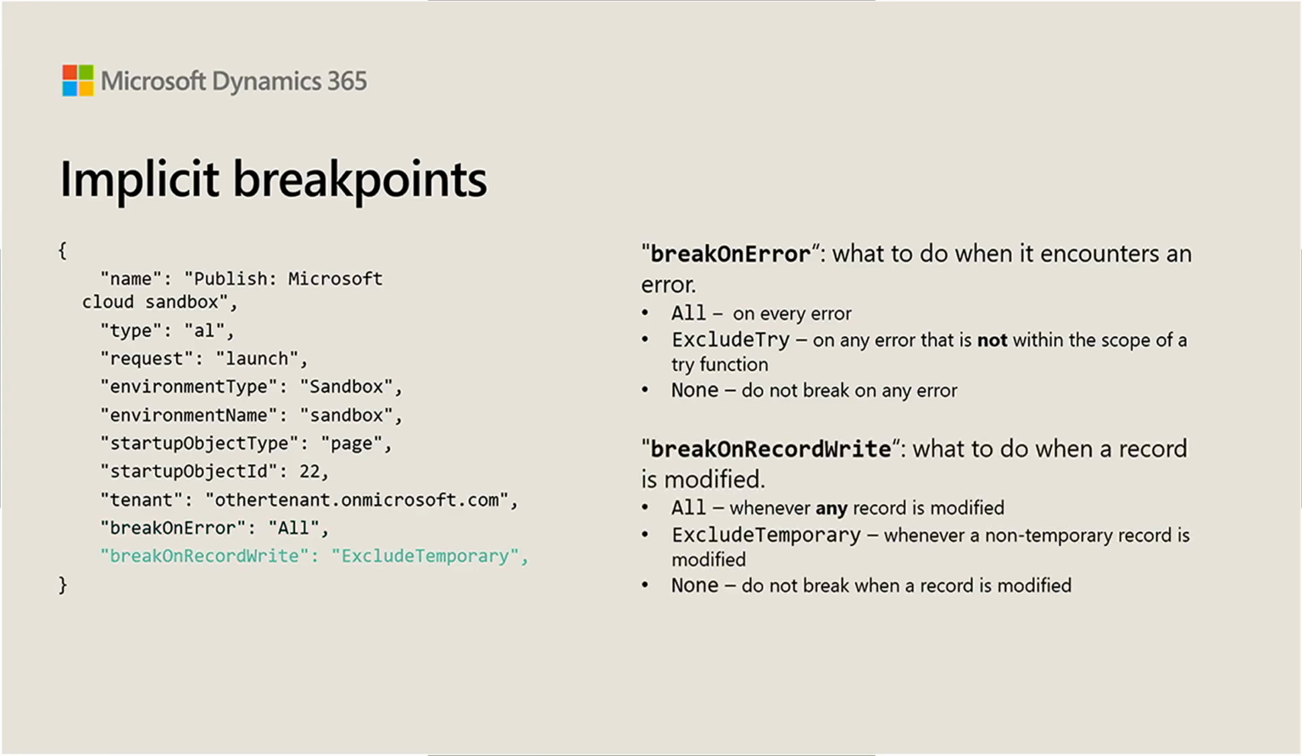Likewise, you also have breakOnRecordWrite. This specifies what to do when a record is modified. You can also set it to all, so it will always break when a record is modified. You can set it to excludeTemporary, so it will ignore temporary records. And you can also set it to none, so it won't break when a record is modified.